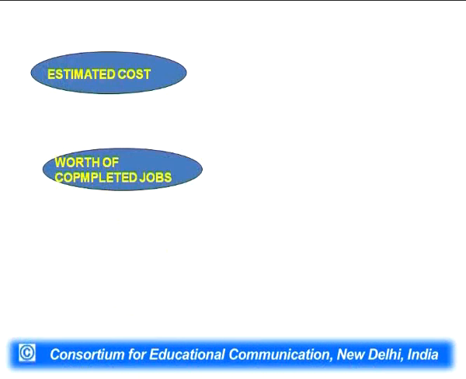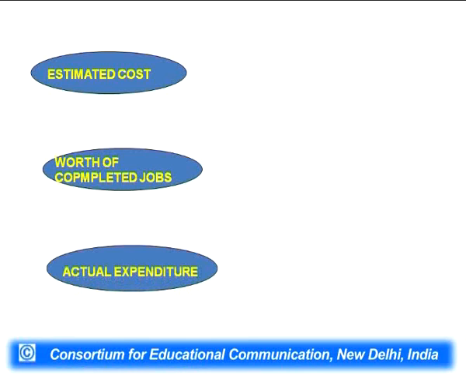Now we will see the cost portion a step ahead. There are three costs which are connected with any project. One is the estimated cost, worth of completed jobs. While carrying out the project at any stage, we have to know the estimated cost and so far how much jobs have been completed and what is the worth of those jobs which have been completed, and the actual expenditure which we have put in. These three cost estimates must be there.